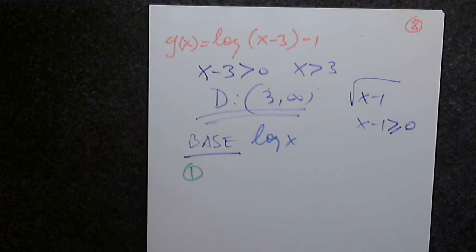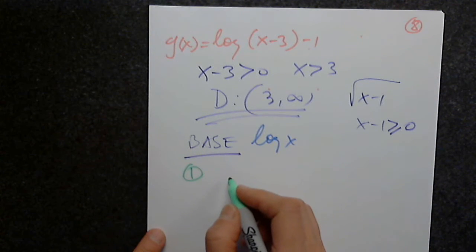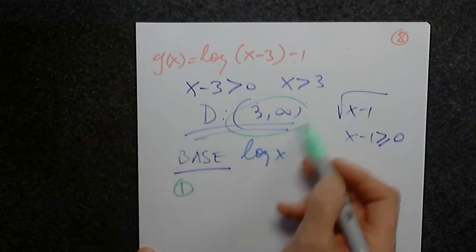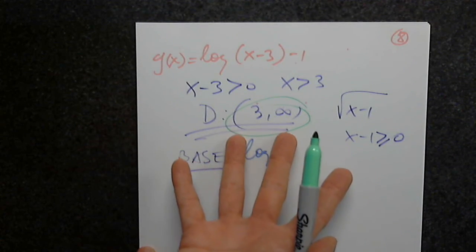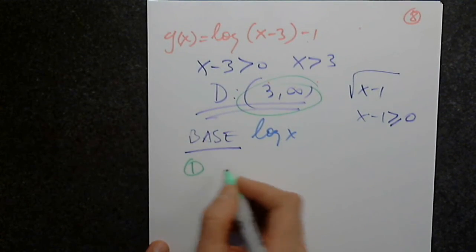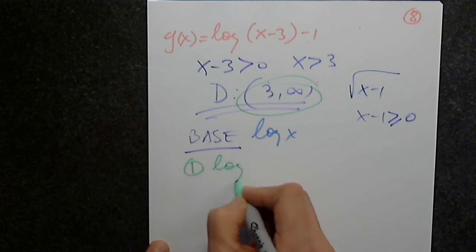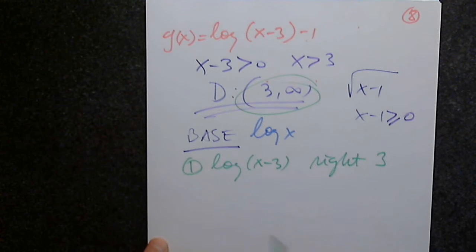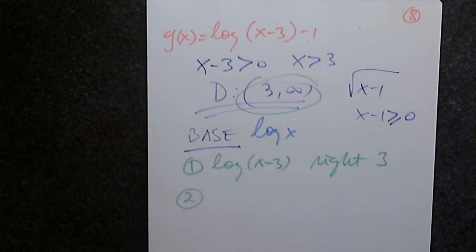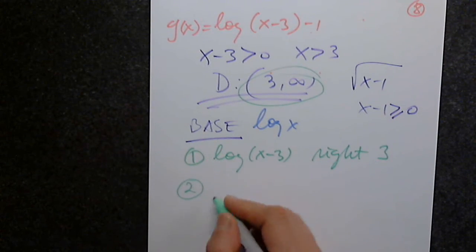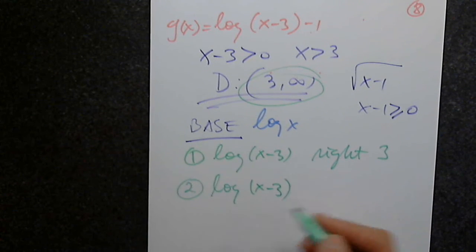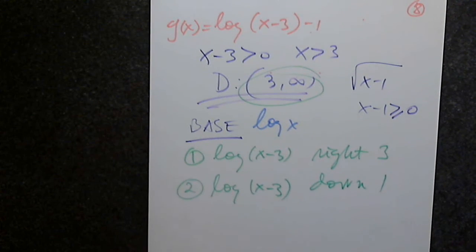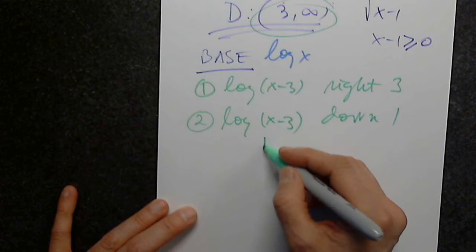To the right. I have to write it first. You're right. Exactly. I know the domain, it has to be to the right. But I have to write the function. It is log of (x minus 3), right 3. Excellent. Number 2: log of (x minus 3) minus 1. Very good. Exactly. Down 1. Excellent.